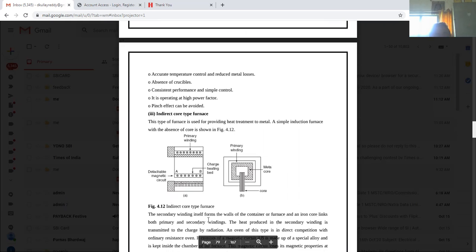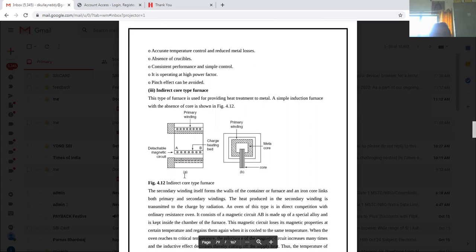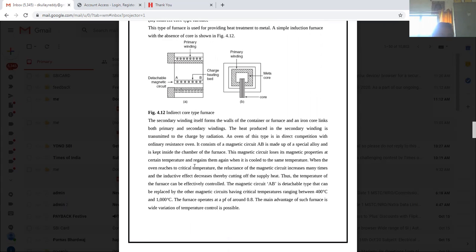The next is the indirect core type, which has a primary winding and a secondary winding. Indirectly, when I do this transfer, the bed is heated, and then automatically this energy is transferred via the bed material. That is the indirect process, the indirect core type furnaces. Like this, it is also a core type furnace.